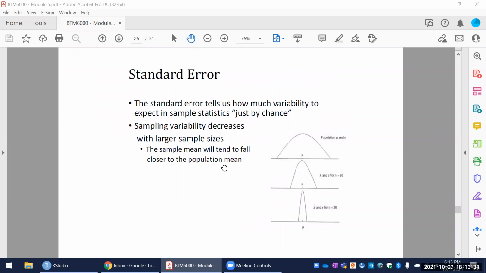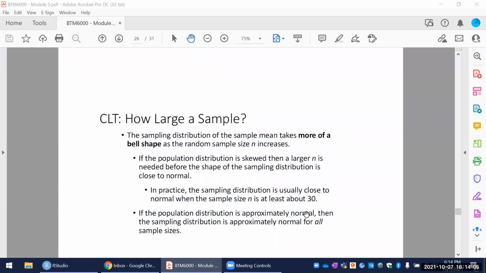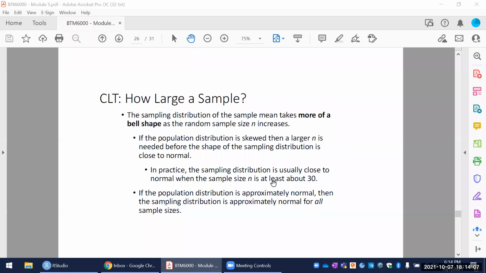So the standard error essentially tells us how much variability to expect in sample statistics just by chance. The sampling variability will decrease when the sample size increases. That means the sample mean will be very close to the population mean, and this variability will also decrease as the sample size increases. So the larger the sample size, the less this variability. That's also very important to keep in mind for hypothesis testing.